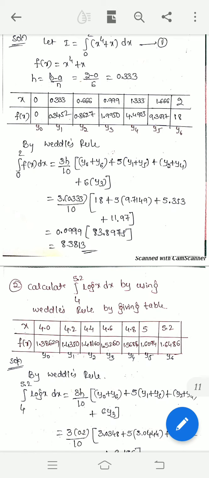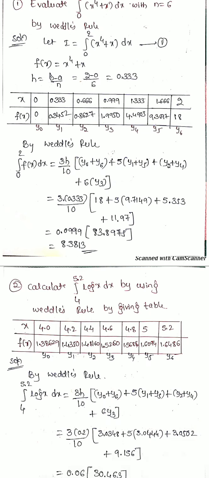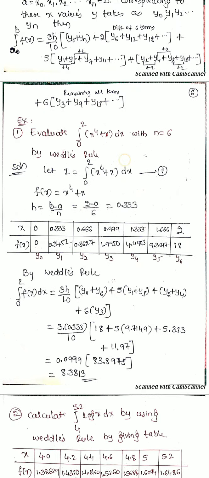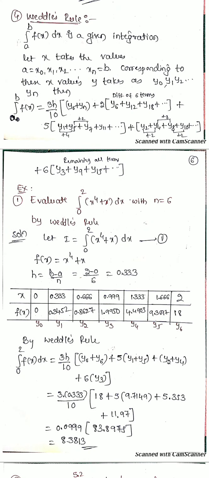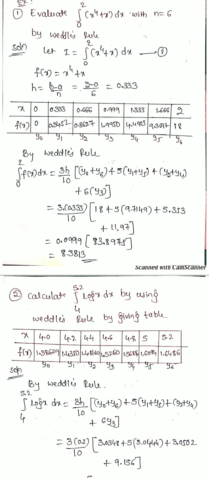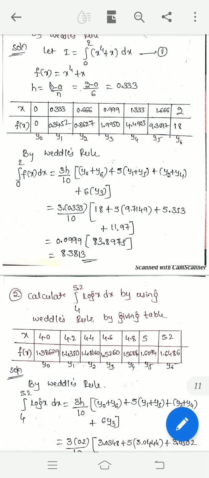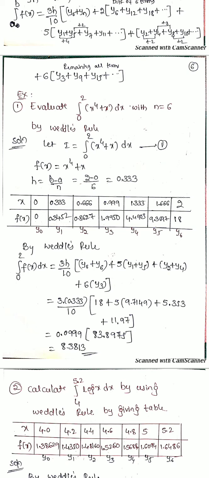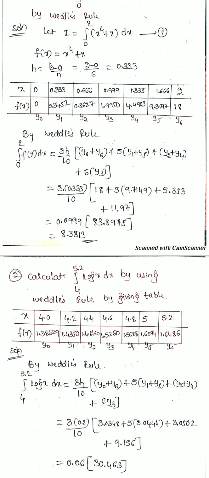Therefore, by using the Weddle's rule formula and the above table, the integral from 0 to 2 of f of x dx is equal to 3h by 10 into first term plus last term, that is y0 plus y6, plus 2 into the difference of 6 terms, which do not exist here, so that is 0, plus 5 into y1 plus y5 plus y2 plus y4, plus 6 into the remaining term, which is 6 into y3. This is the formula we are going to use.